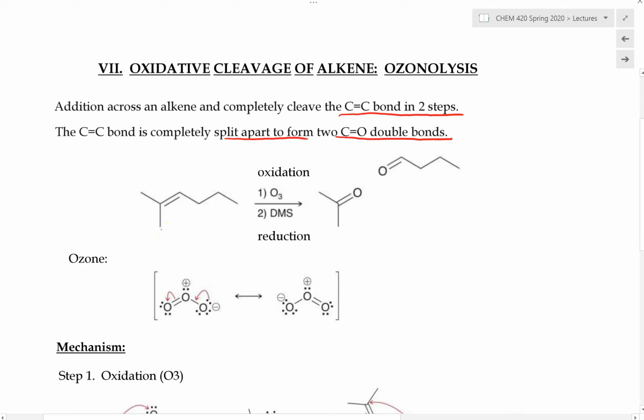For an example below, when we take this alkene right here and we do ozonolysis on it, ozonolysis consists of two steps. The first step is called the oxidation step, using O3 or ozone, followed by the second step with DMS, which stands for dimethyl sulfide, and this is the reduction step. So first is the oxidation with O3, the second is the reduction with DMS. The product of this reaction is when we cleave this carbon-carbon double bond and put an oxygen on each of these carbons. So now they become two carbonyls. This will be the product of this reaction.